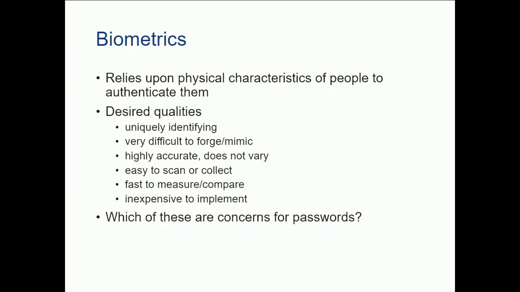Okay, and also, the first three properties are about security. It has to be uniquely identified. It has to be difficult to forge and mimic. It has to be reliable; it does not change over time. So the first three are about security. And the last three properties are about usability. For example, it should be easy to scan or collect.